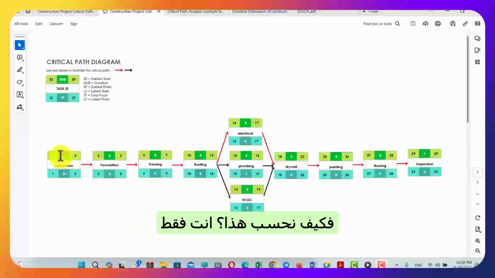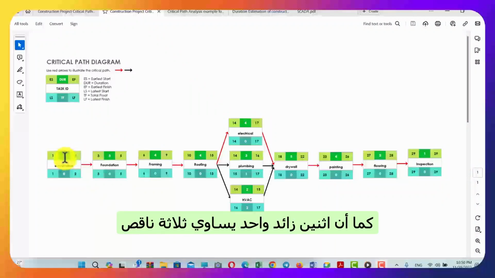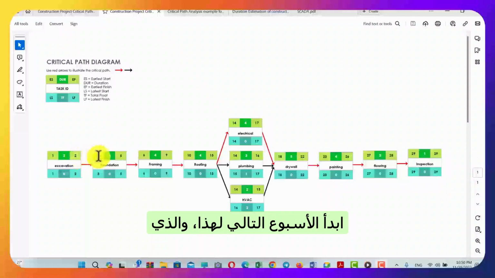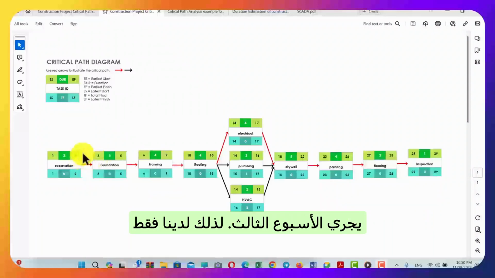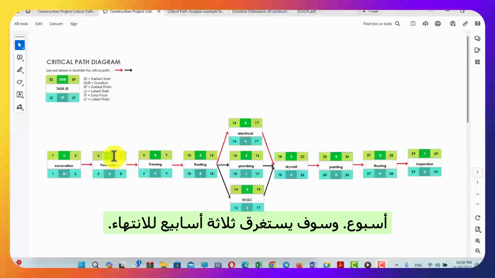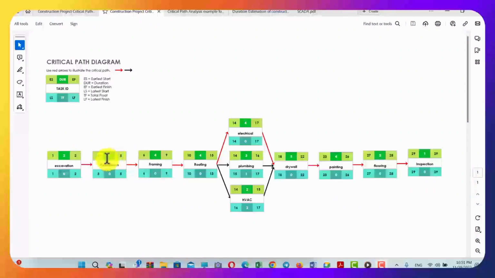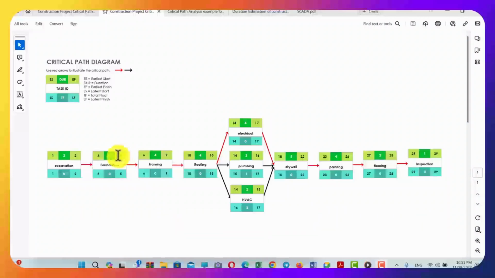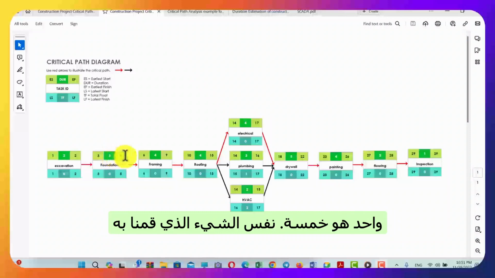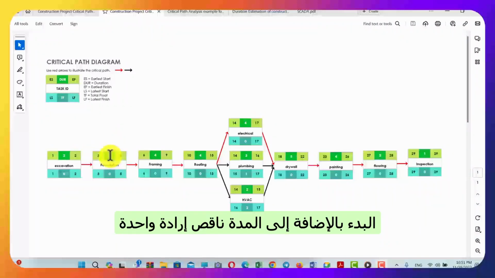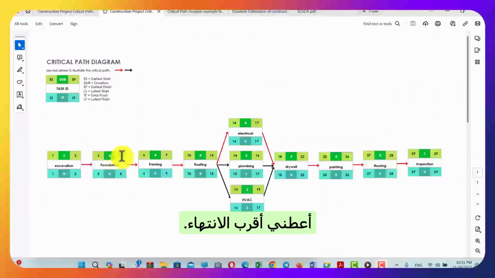So how do we calculate this? You just have to add this and subtract 1. 2 plus 1 is 3, minus 1 is 2. Then the foundation will start the very next week, which means the third week. So we just have to add 1 here to get this 3. So we start by the beginning of third week. It will take 3 weeks to finish. So again, third week, fourth week, and fifth week. By the end of fifth week, this activity will finish. So 3 plus 3 is 6, minus 1 is 5. Same thing we have done here: the early start plus the duration minus 1 will give me the earliest finish.